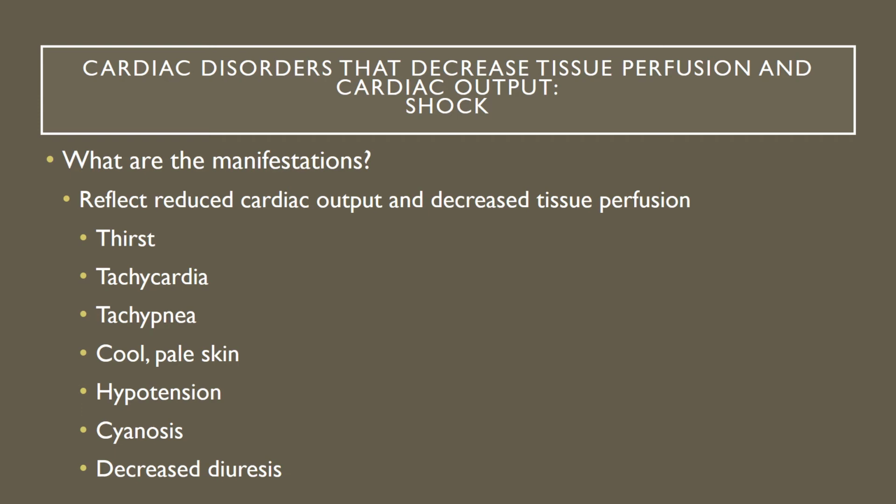Tachypnea, because now we're fatigued, we're not transporting as much oxygen, we're suffering from tissue ischemia, and eventually if that ischemia gets prolonged, now we end up developing necrosis. Okay. Cool, pale skin, because tissue perfusion has decreased overall. So if you don't have adequate blood flow, the skin doesn't have its normal characteristics. Hypotension, anytime cardiac output decreases, hypotension is going to result.